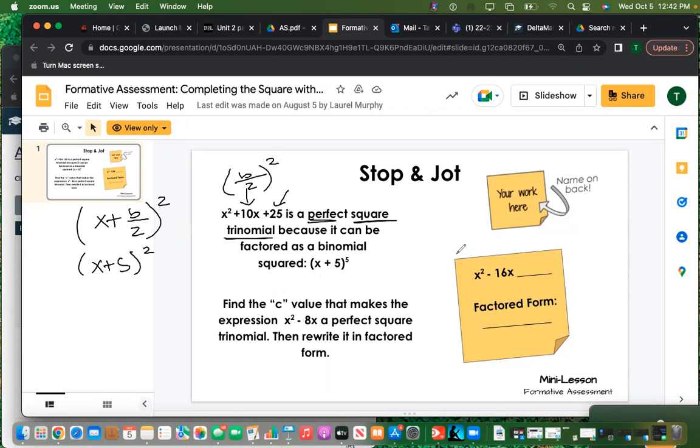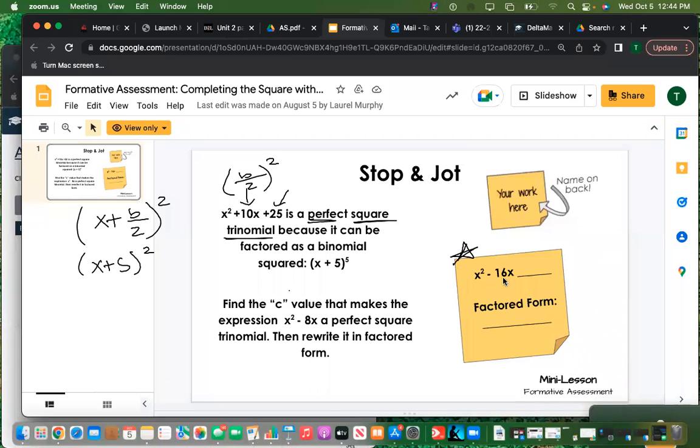I want you to take a moment. I want you to try this problem on the right-hand side, this x squared minus 16x. You're trying to figure out what that third number is going to be, and then factor it, just like it has up here. Okay, take a second, write that down.